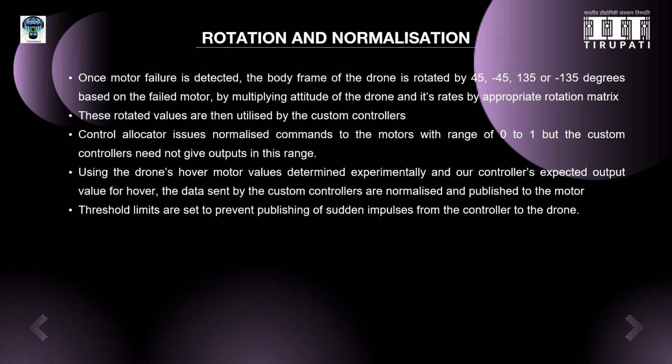By using the known hover throttle and the controller's desired thrust, which we found out using simulations, all motor signals are scaled to normal hover power. Limits are set so that commands never exceed the safe bounds or change too abruptly. This results in a smooth redistribution of thrust to the remaining rotors, compensating for the missing motor in real time.